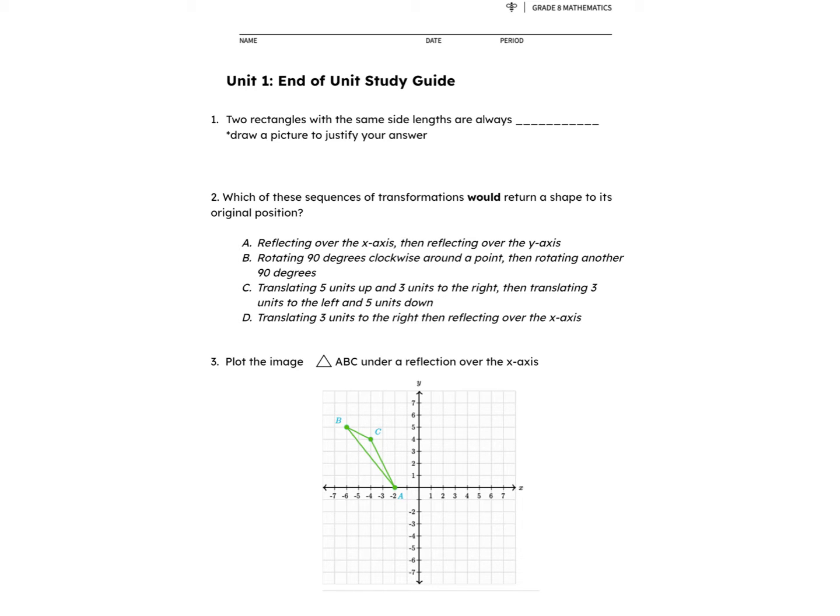Here is your end of the unit study guide, and I've gone through and explained it. If you have any questions, go ahead and put your name at the top and the date and the class period.